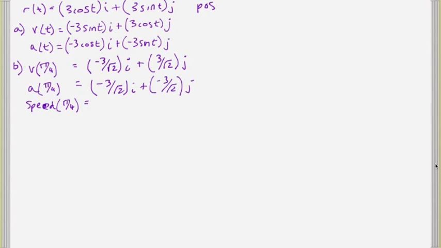Speed. You do not just take the velocity and make it positive. Speed is a number, not a vector. Speed is the magnitude, or the length, of the velocity vector, which comes from our Pythagorean theorem: the square root of the stuff squared.